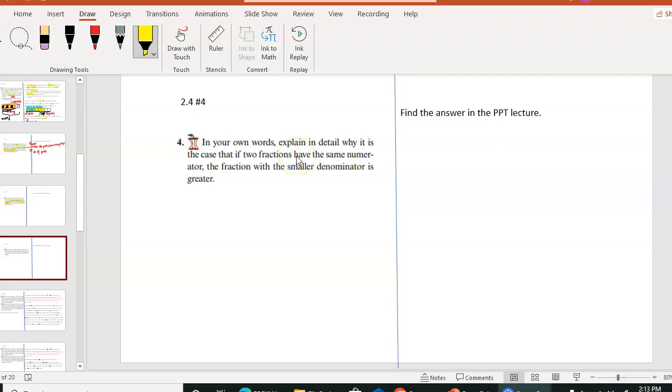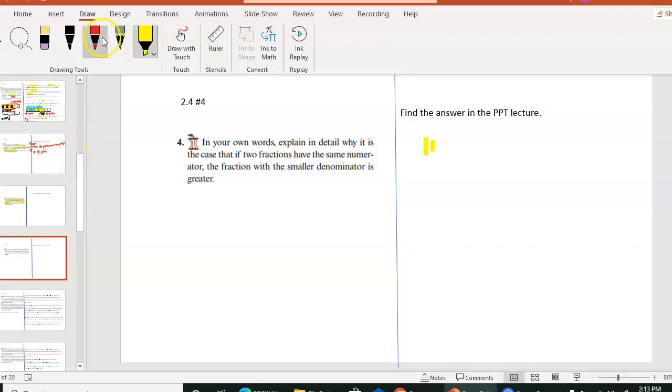Section 2.4, homework problem number 4. To explain why it is the case that if two fractions have the same numerator, the fraction with the smaller denominator is greater. So again, whenever we compare fractions, we have to compare two things.